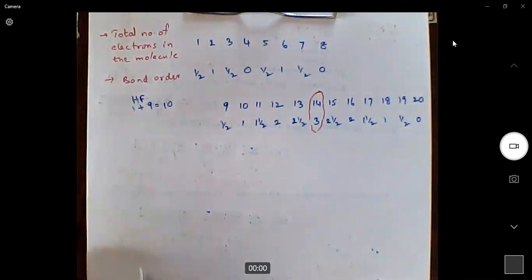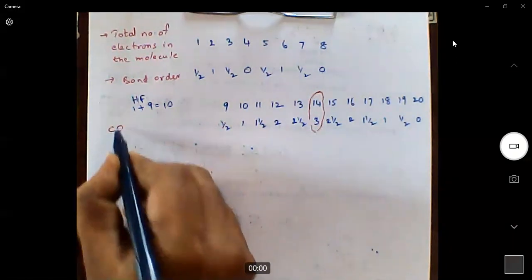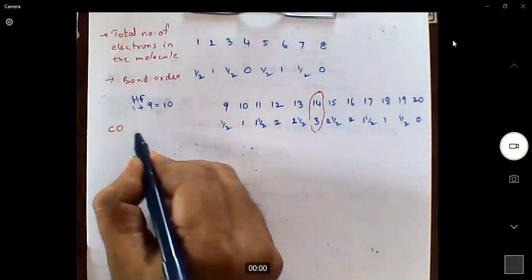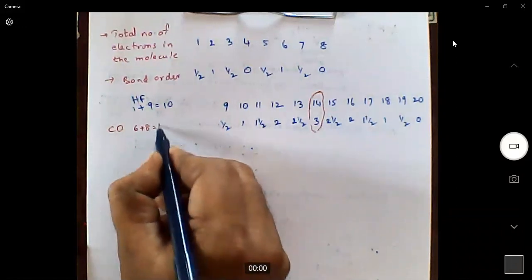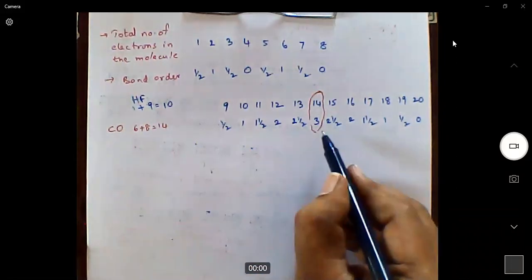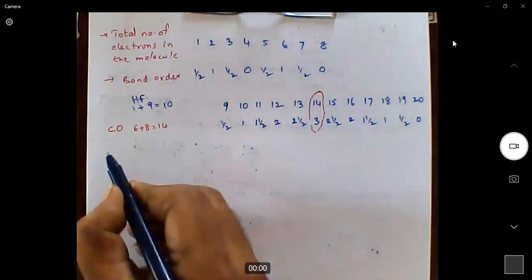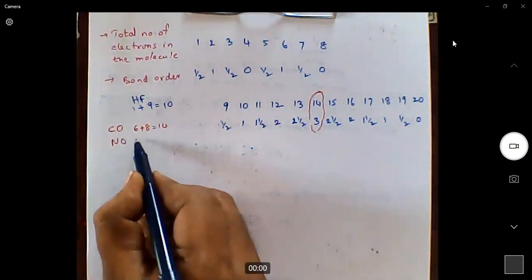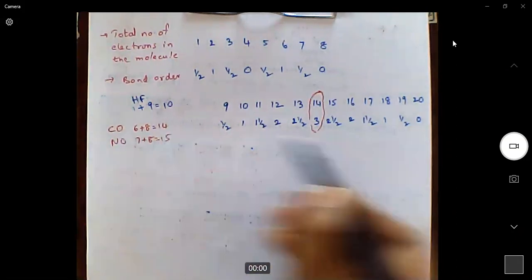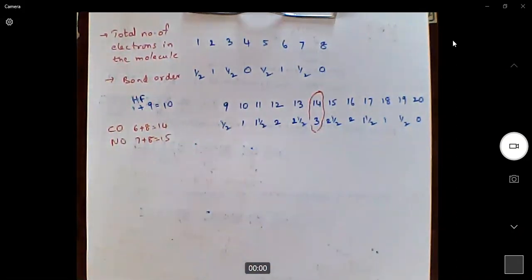For example, you just look at CO molecule. There are 6 electrons in carbon, 8 electrons in oxygen. Altogether we have 14. So 14, bond order 3. We don't need to calculate the MO theory, electronic configuration, then bond order definition, nothing. If it is NO, 7 plus 8, 15. So 15 means 2.5. So this is how we can simply calculate the bond order.